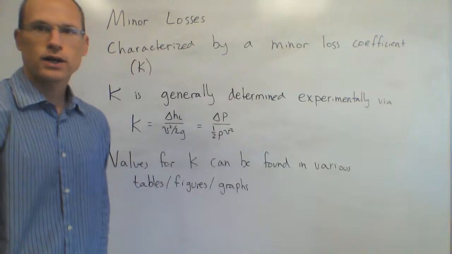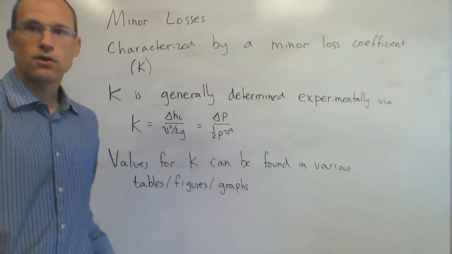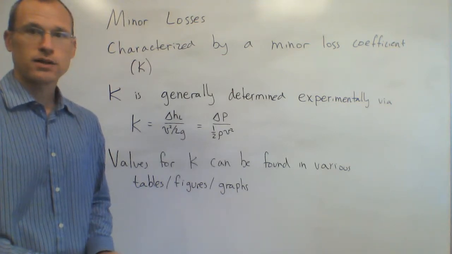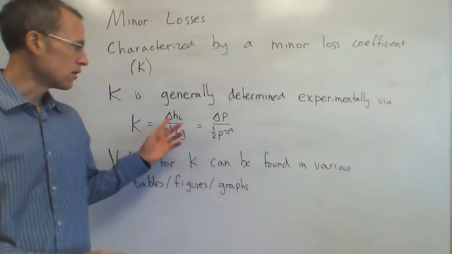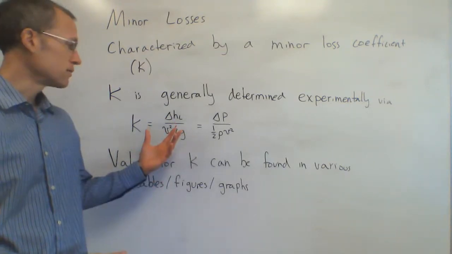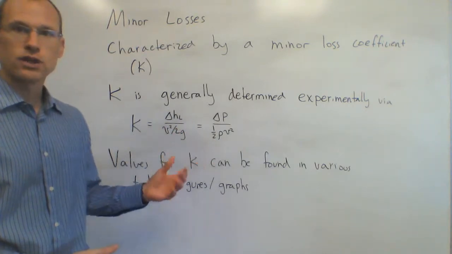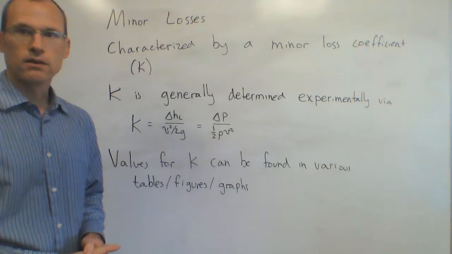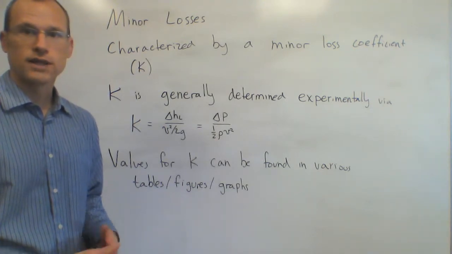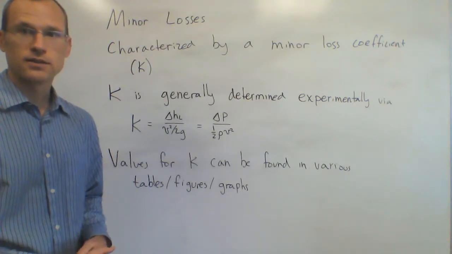So the major losses were characterized by the friction factor f. Minor losses are characterized by something called a minor loss coefficient, capital K. These are generally determined experimentally, so what you do is you measure either the head loss through that component, and then you can experimentally determine the value of K, or measure the pressure loss. Either way, that's going to give you a value of K. And now that they've been determined experimentally, you can find the results in a bunch of tables, graphs, and figures for various components and systems. So we'll see those next.